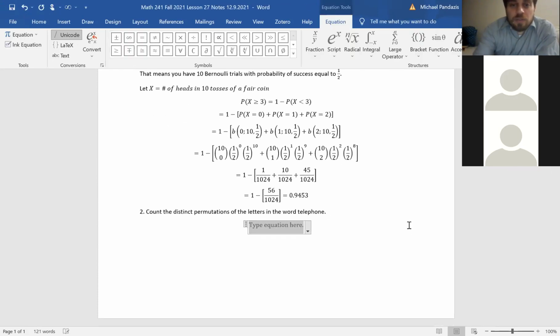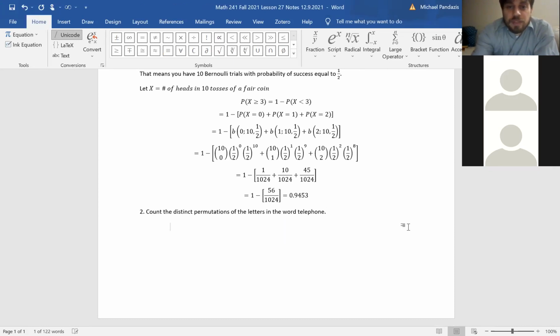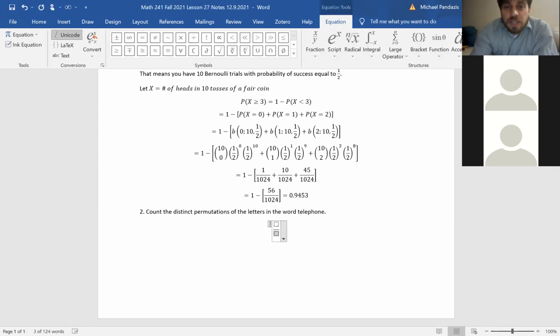Okay, so the method here is simple. The number of letters in the word telephone is 1, 2, 3, 4, 5, 6, 7, 8, 9, so 9 factorial. So you have 9 factorial ways to arrange 9 things, but then you have to divide every time there are repeated letters. So for instance, E is repeated 3 times. So there are 3 factorial ways of arranging those 3 E's.